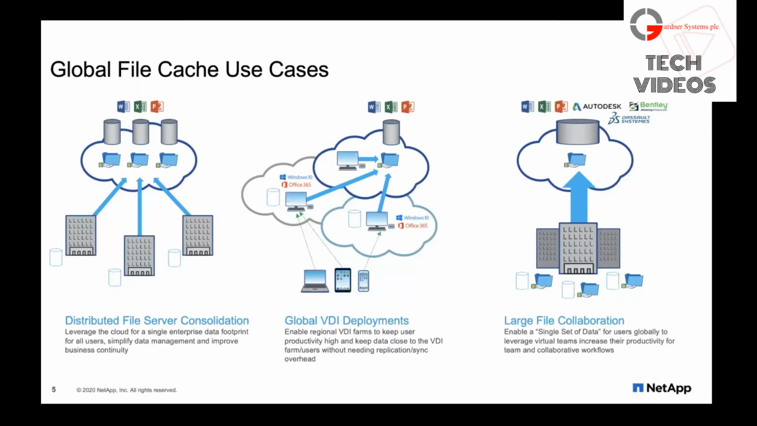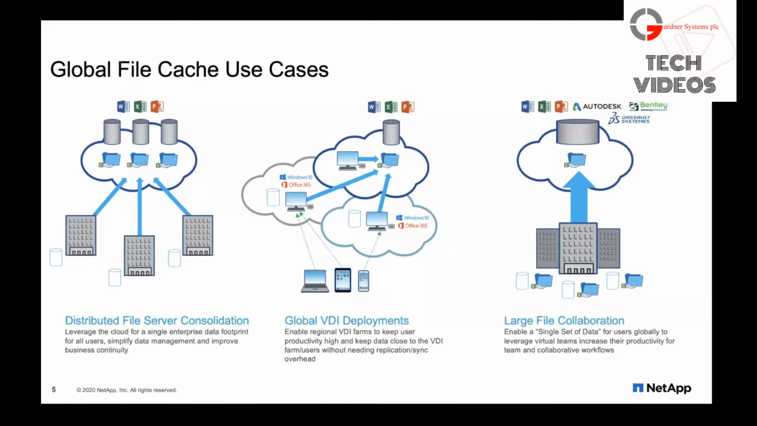So the primary use case we're focusing on is the ability to facilitate and leverage the cloud for a single enterprise data footprint, to centralize all your unstructured data into the cloud, and then bring the data back to your users using caching technology, Global File Cache. The second use case that we see now more than ever is to facilitate integration with VDI environments. And VDI in the context of leveraging the cloud for the elasticity of ramping up virtual desktop services, ramping up VDI clients, but at the same time bringing data close to the users in those regions.